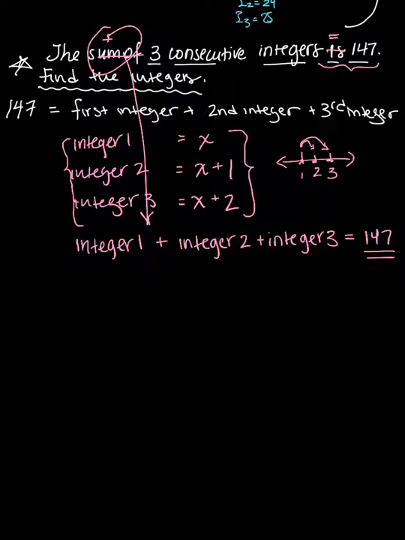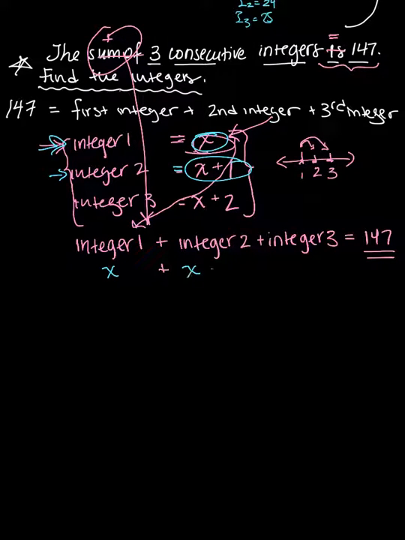All right, let's look at plugging these variables in where they belong. So up here I said integer 1 equals x. So I'm going to come down here and plug x in for integer 1. So x. What was integer 2? Well, it equaled x plus 1. So I'm going to plug that in for integer 2. And then what did integer 3 equal? Look up here. Integer 3 equals x plus 2. So I'm just going to plug that in. And this was all equal to 147.